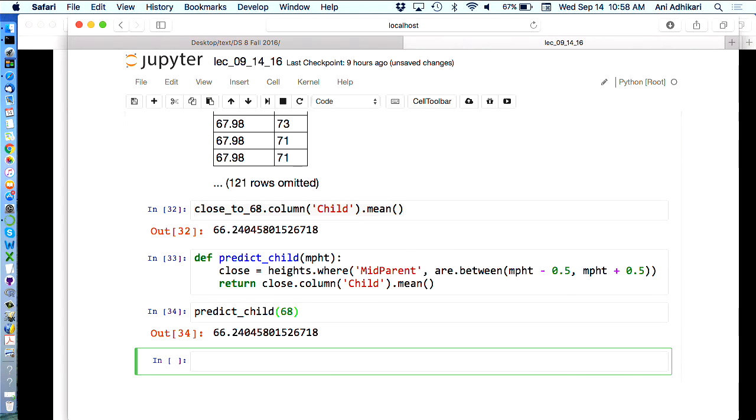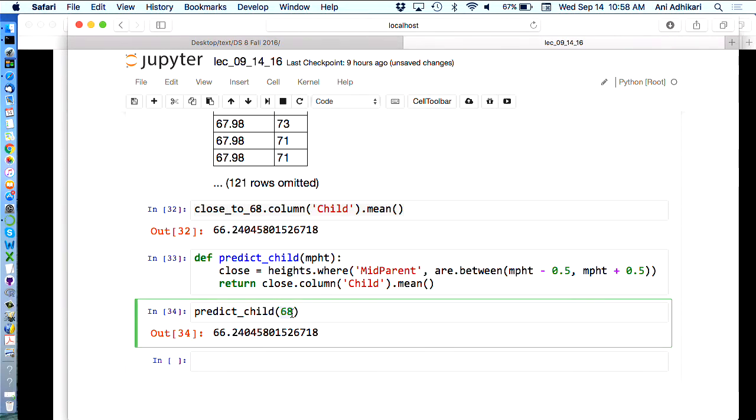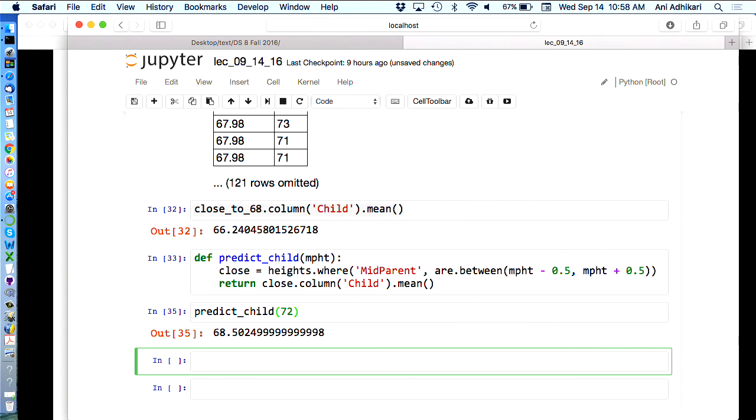Now, what we'd like to do is to see, well, so for example, we said, why don't we do it for 72? So now we can do it for 72. And 68 and a half. So you've now got a prediction. For every given mid-parent height, you've got a prediction. And so why don't we put it all together into one table? And so we call heights with predictions equals heights dot with column.